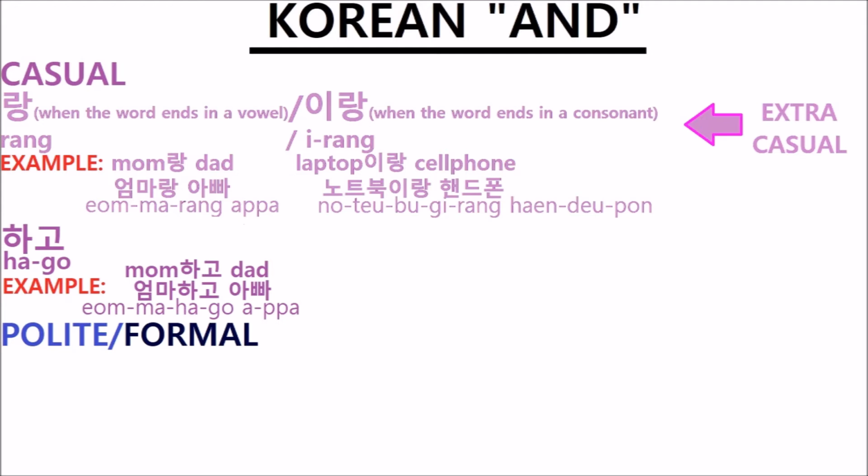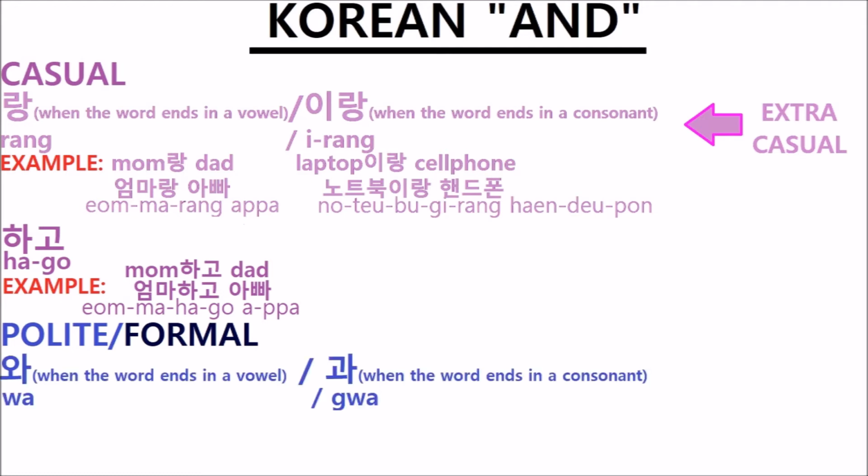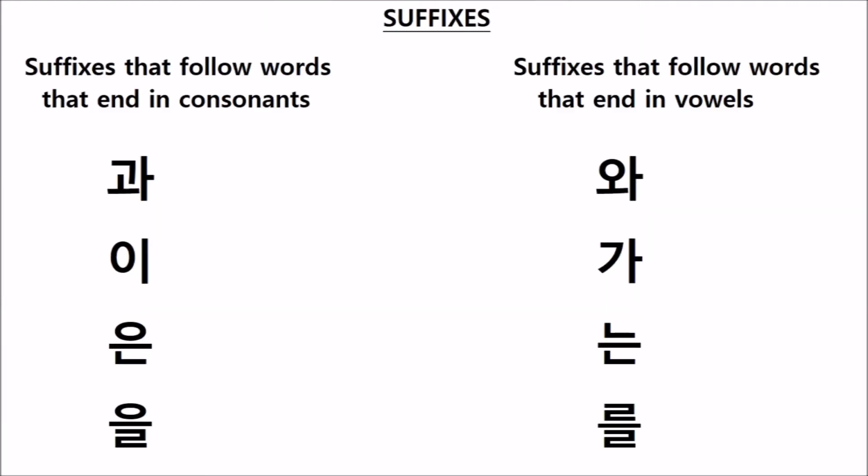The formal/polite version is not really all that formal, but it's the most respectful one we've got. And it is 와 when the previous word ends in a vowel, and 과 when the previous word ends in a consonant. This can be a little tricky to remember because here you have a noun that ends in a consonant and a suffix that begins in a consonant. This is different from a lot of the suffixes we've seen so far, so be very careful not to get your 와 and your 과 mixed up.